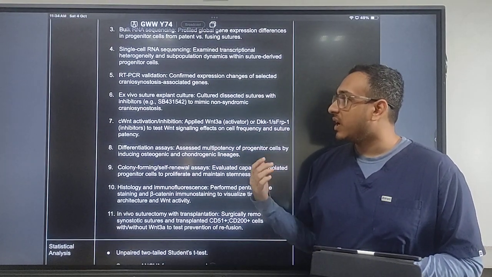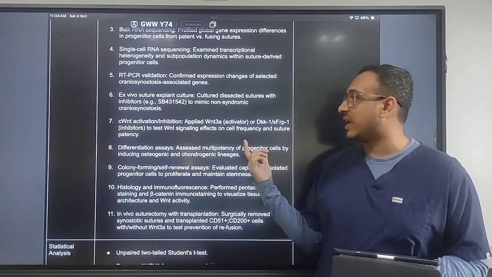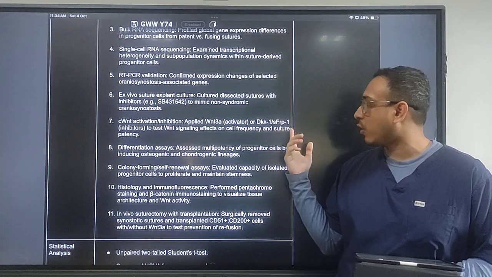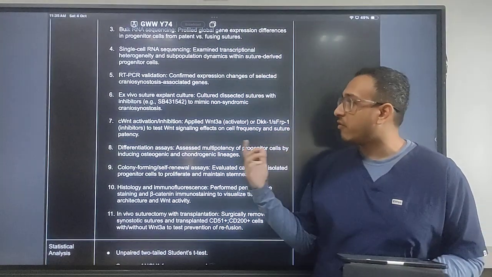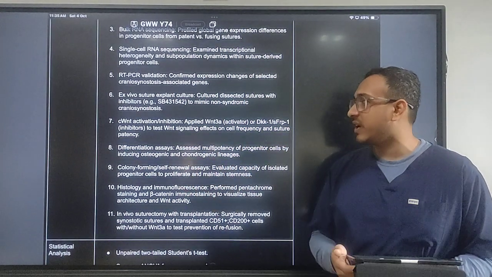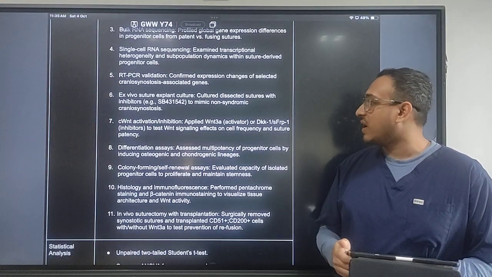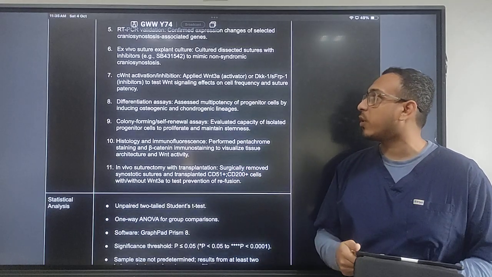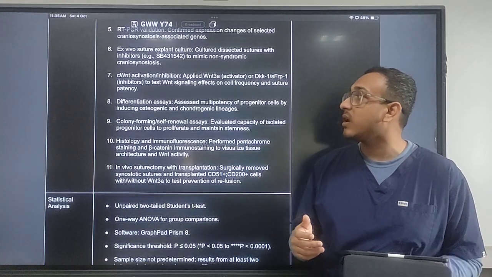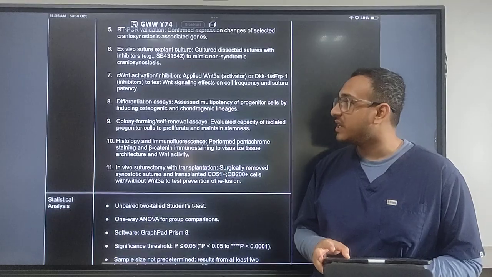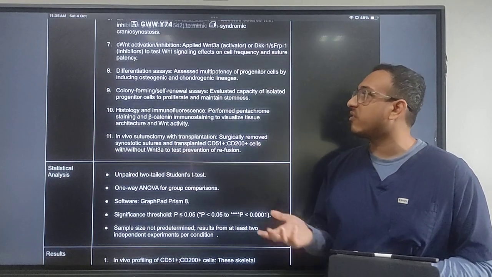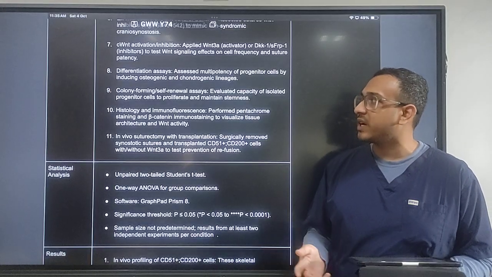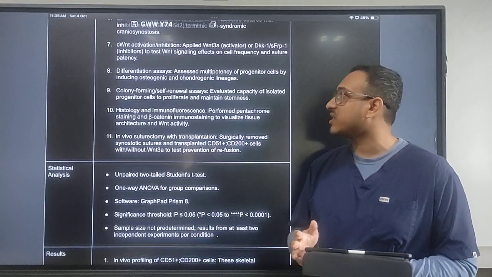For the WNT activation and inhibition, they applied WNT3A as activator or DKK1 or SFRP1 as inhibitors to test the WNT signaling effects on cell frequency and suture patency. For the differentiation assay, they assessed the multipotency of progenitor cells by inducing osteogenic and chondrogenic lineages. The colony forming and self-renewal assay evaluated the capacity of isolated progenitor cells to proliferate and maintain stemness.